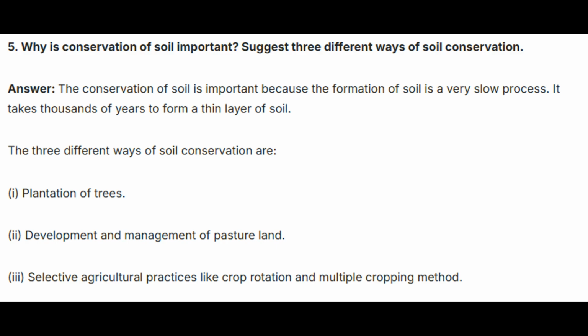Fifth, why is conservation of soil important? Suggest three different ways of soil conservation. Answer. The conservation of soil is important because the formation of soil is a very slow process. It takes thousands of years to form a thin layer of soil. The three different ways of soil conservation are: first, plantation of trees; second, development and management of pasture land; third, selective agriculture practices like crop rotation and multiple cropping method.